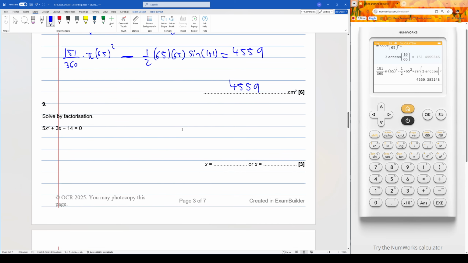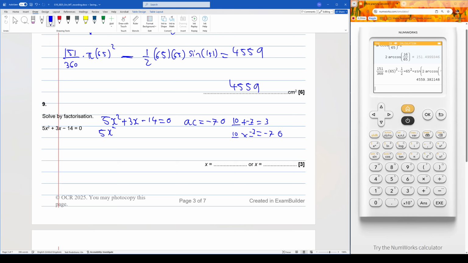Okay, next one. Solve by factorizing. This is an AC method question, or a just put it into your calculator's equation function question, but that's boring, so I'm not going to solve it like that. So AC is equal to negative 70. I consider two numbers that will add to 3 but multiply to negative 70. So that's going to be positive 10 and a negative 7.